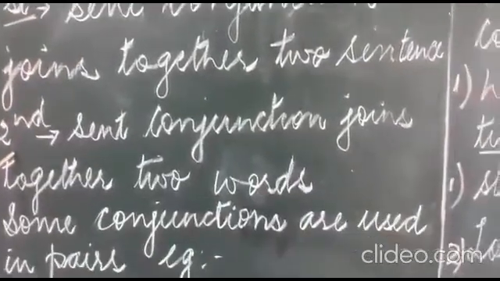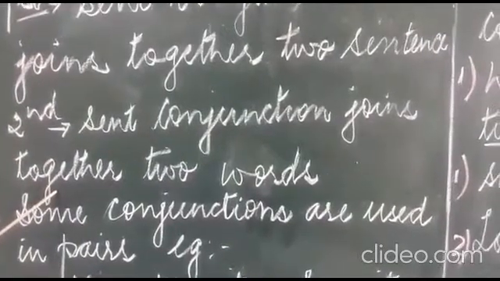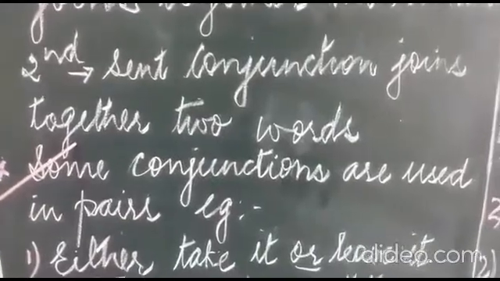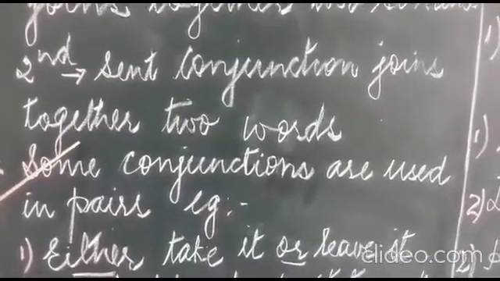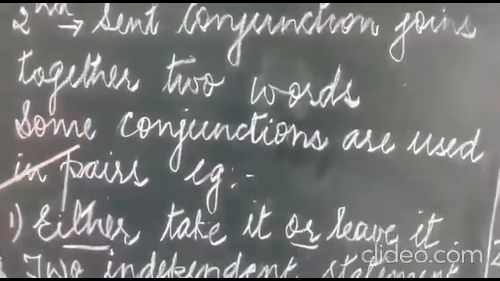In the second sentence, conjunction joins together two words. 2 and 2 make 4. So, conjunction, you know, it is a joining word. It joins two words or two sentences.